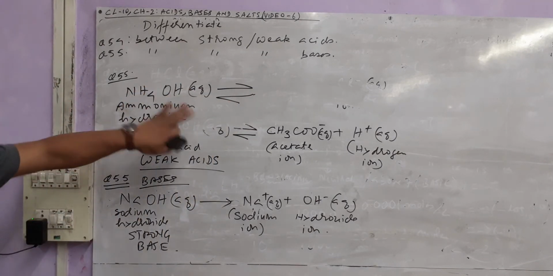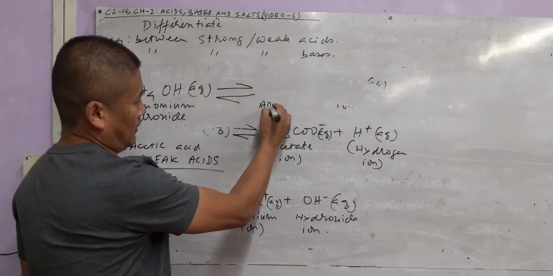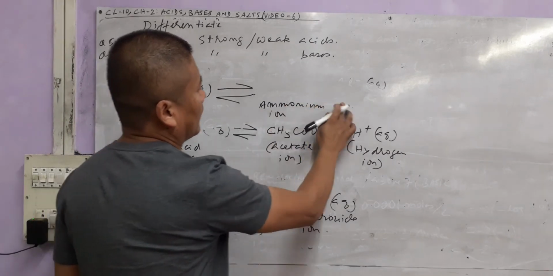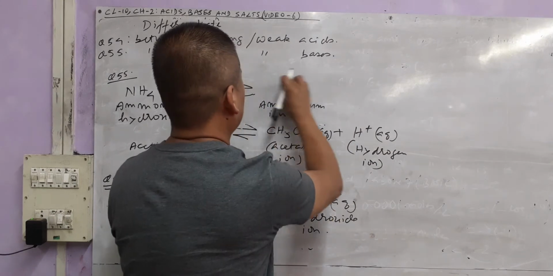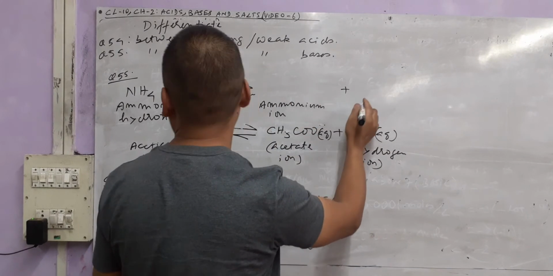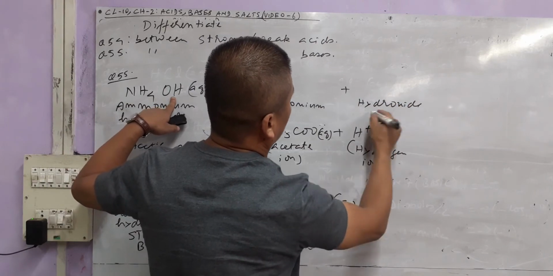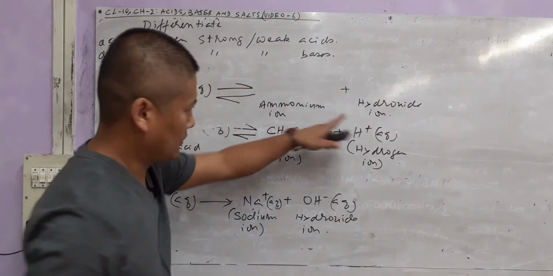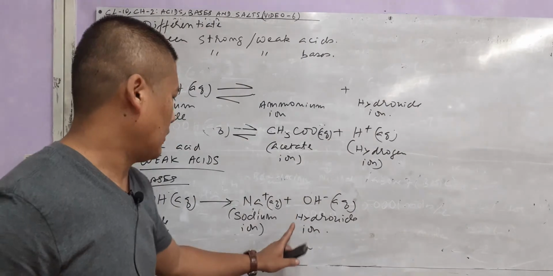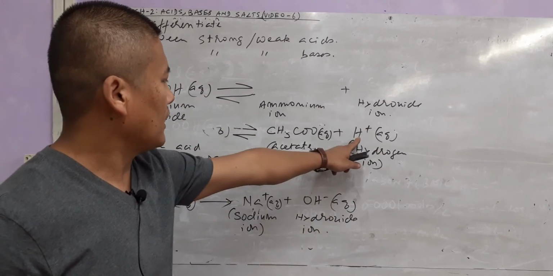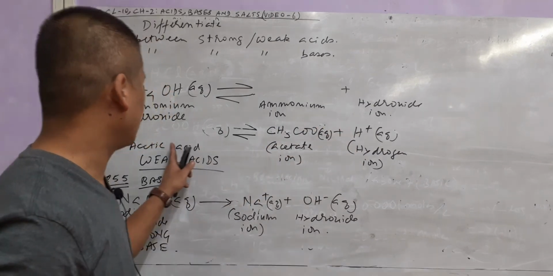That means it will break down into what ions? Yes, that's right, ammonium ion, and then slightly above, on the same line and slightly below the arrow, the other one you can very clearly see is that it will release hydroxide ion. So definitely it's a base because it's releasing hydroxide ion. Here also, see, any substance that releases hydroxide ion is called a base. Any substance that releases hydrogen ion is called an acid.